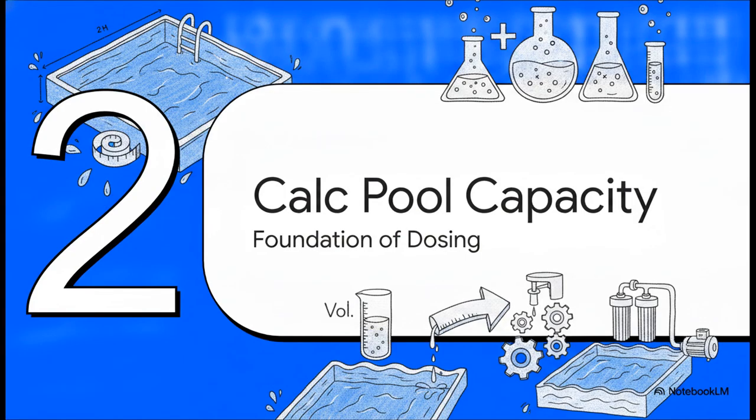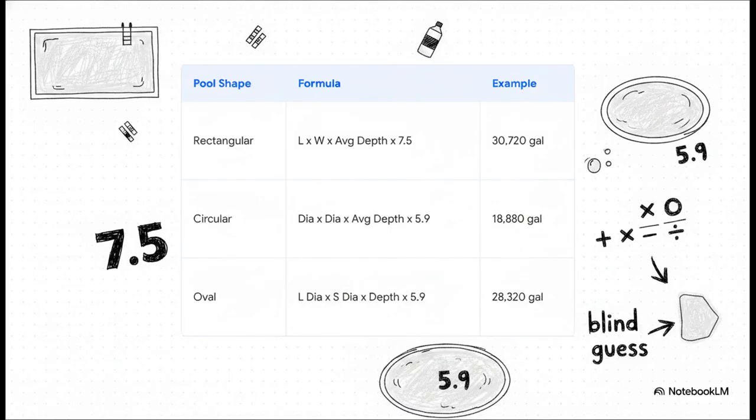Moving on to Section 2, calculating pool capacity. This is the rock-solid foundation for any chemical treatment we do. Look, you cannot just eyeball this stuff. To avoid guessing, we use these really straightforward formulas based on the shape of the pool. First, find your average depth. Just add the deep and shallow ends and divide by 2.